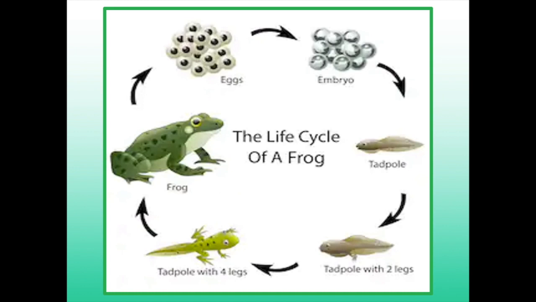After egg, we read it around like a clock. Comes the embryo, then tadpole, tadpole with 2 legs, tadpole with 4 legs, frog. And from the frog, we can get more eggs that starts the life cycle again. Now, let's look at each stage closer.